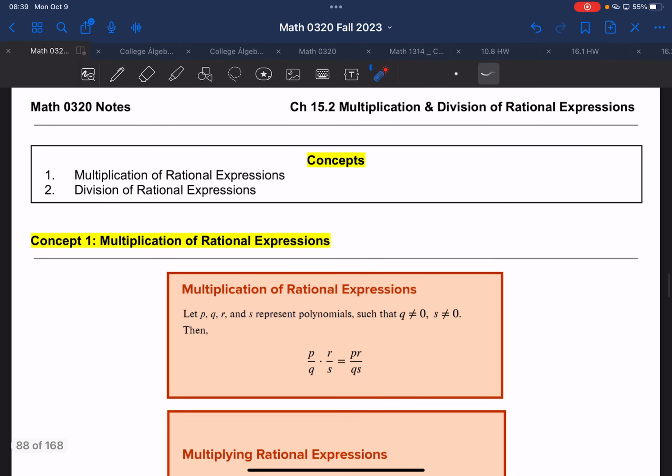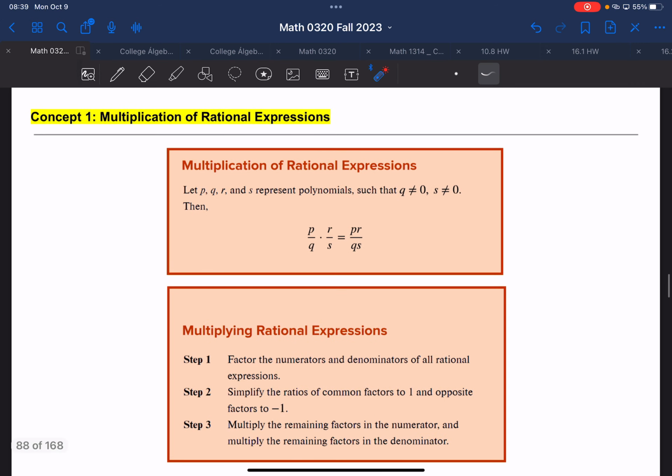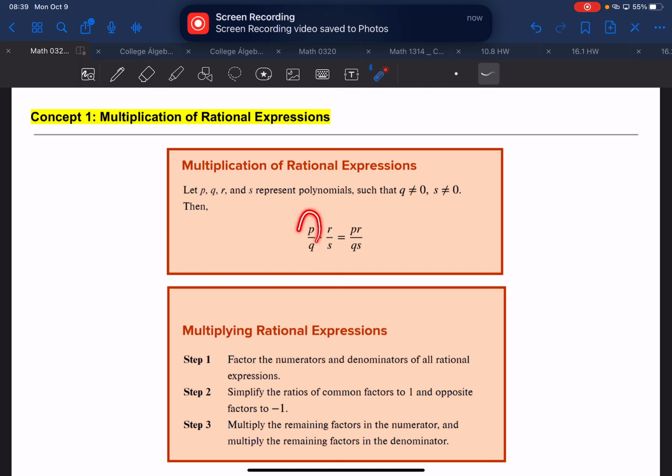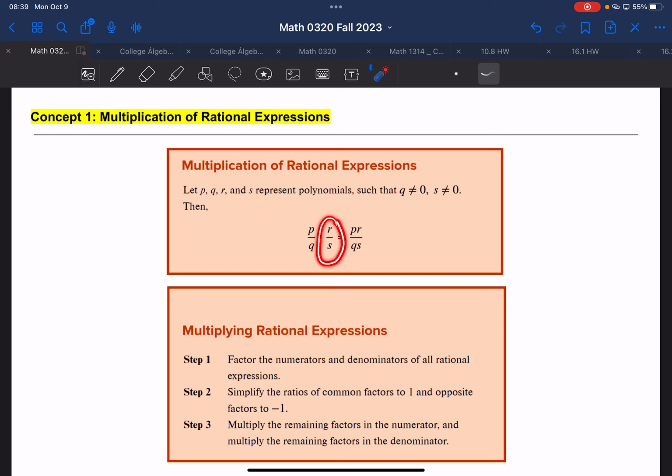Okay, so this is 15.2, multiplying and dividing rational expressions. We're going to look at both those concepts, one multiplying and one dividing. So concept 1, multiplication of rational expressions. All this is saying is that if we have a rational expression, a fraction, times another fraction, we just multiply the top and then multiply the bottom.